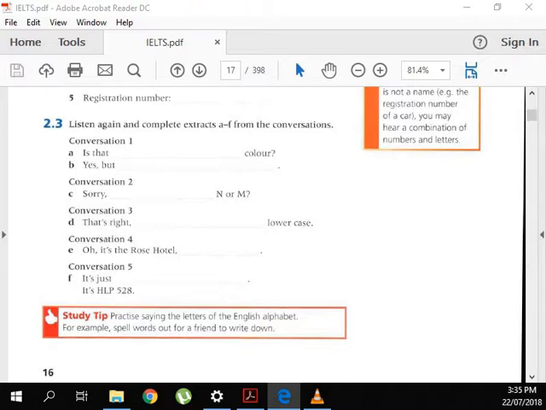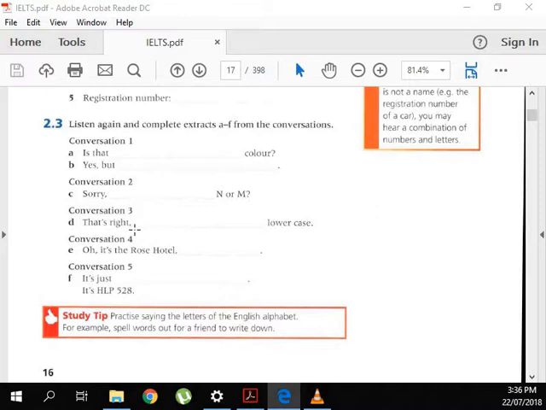Okay, so you've probably written down the answers right now. Let's just go through them. The first one, in conversation one, what did he say? Is that spelt the same as the color? That's what the person was asking. And the answer: yes, but with an E at the end. Okay, that's good. In conversation two, what's the last letter, N or M?